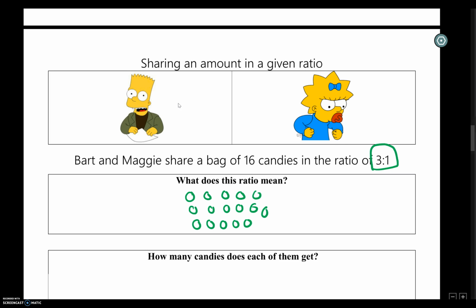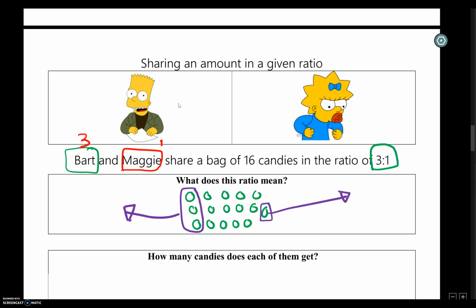There's 16 candies. Now, it says in the ratio of 3 to 1. We got to be very careful what that ratio means. 3 to 1. Now, since Bart's name goes first, he would have the 3. And since Maggie's name goes second, she would have the 1. So what does that mean? That means that every 3 candies, this goes to Bart, 1 goes to Maggie, just this one. And then we would go on, these 3 go to Bart. So he has 3 here and he has 3 here. And Maggie would get another 1. And so she has 1 and 1.